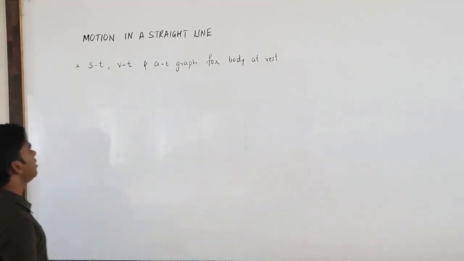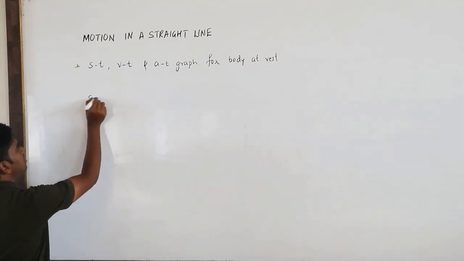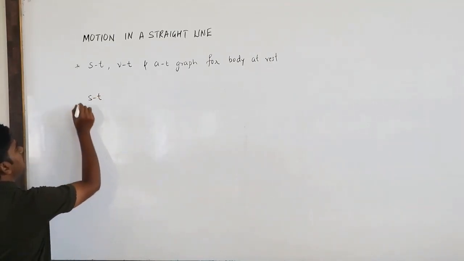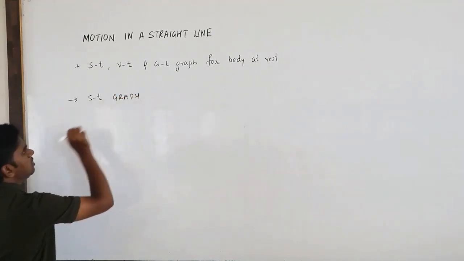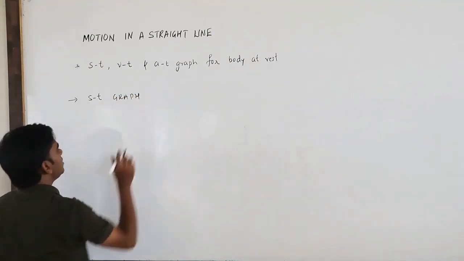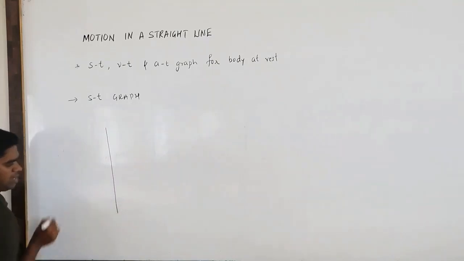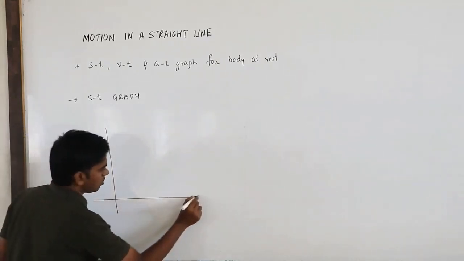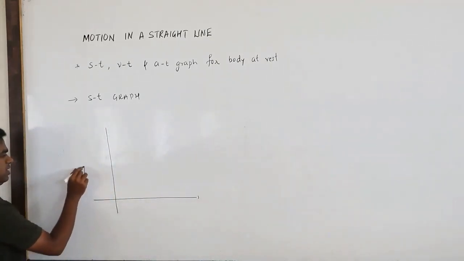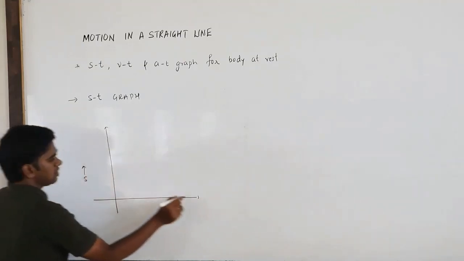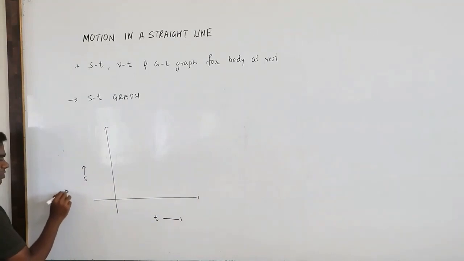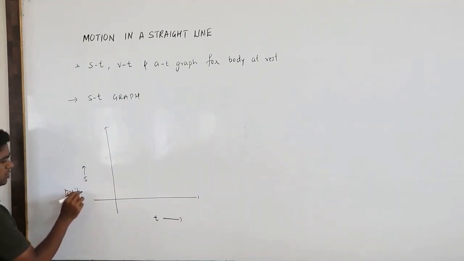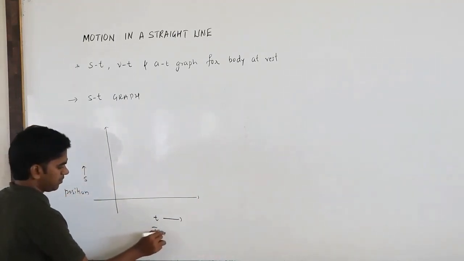Okay, first I will draw the ST graph, that is the position time graph, when the body is at rest. Okay, so along the y-axis, what I have to take? I have to take position, and as usual time you have to take along the x-axis. S means what? S means position. T means what? Time. Okay.